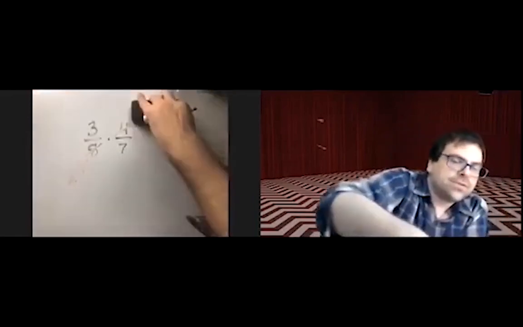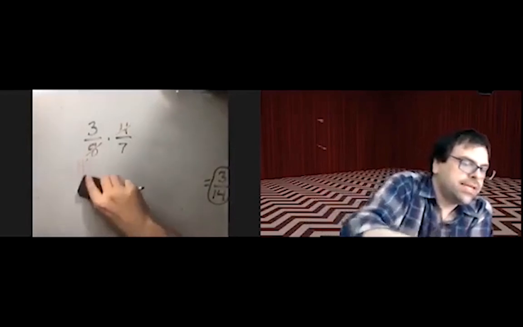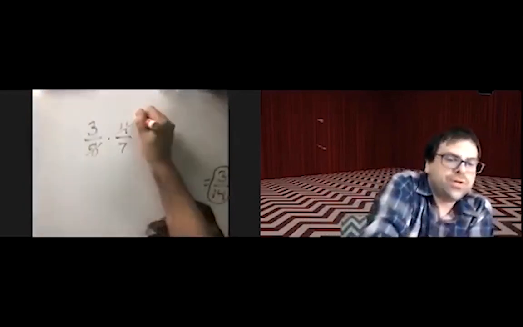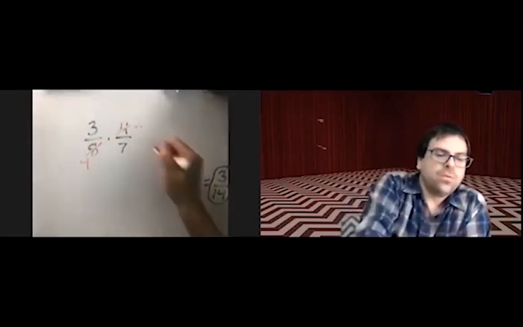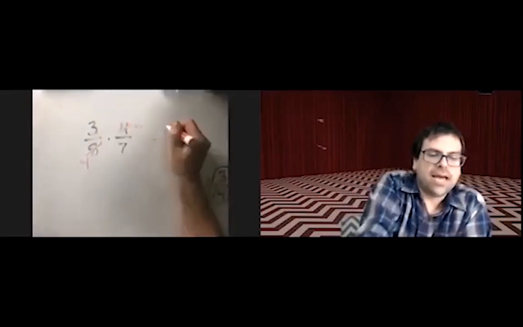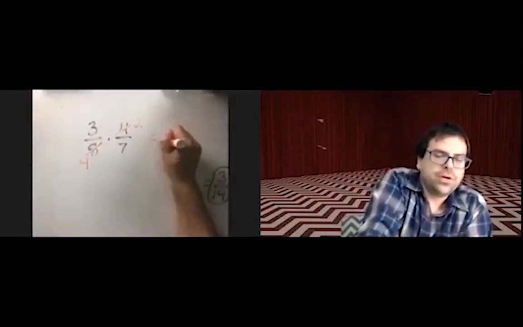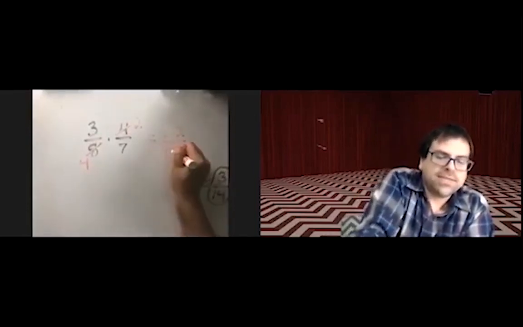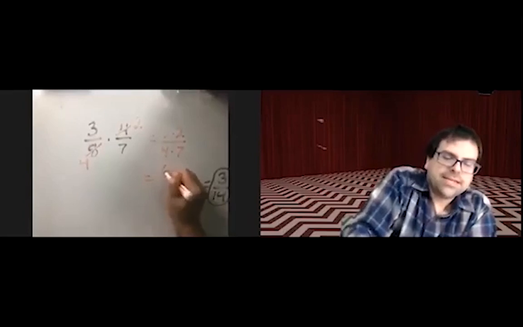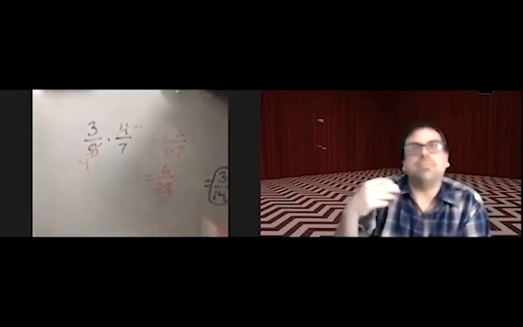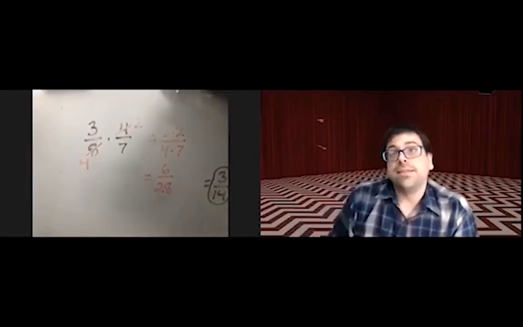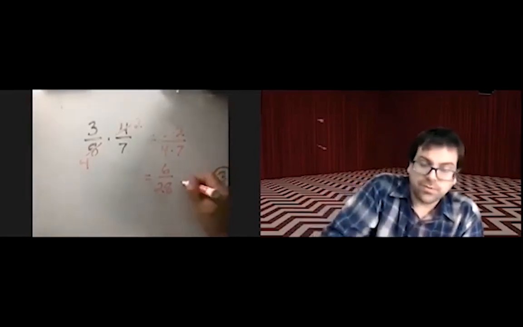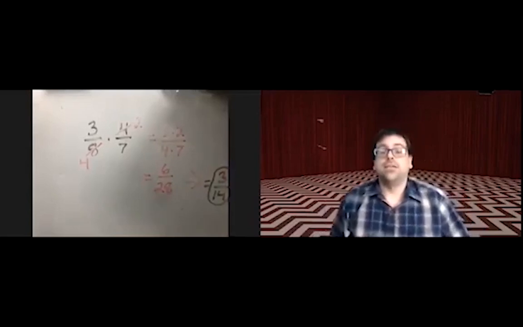What if we canceled to get the 2 and the 4, but we didn't notice we can go further? Well, then we would end up with 3 times 2 over 4 times 7, which would be 6 over 28. And because we didn't cancel completely, we're still left with something that needs to be reduced. So you would still need to get it to 3/14.